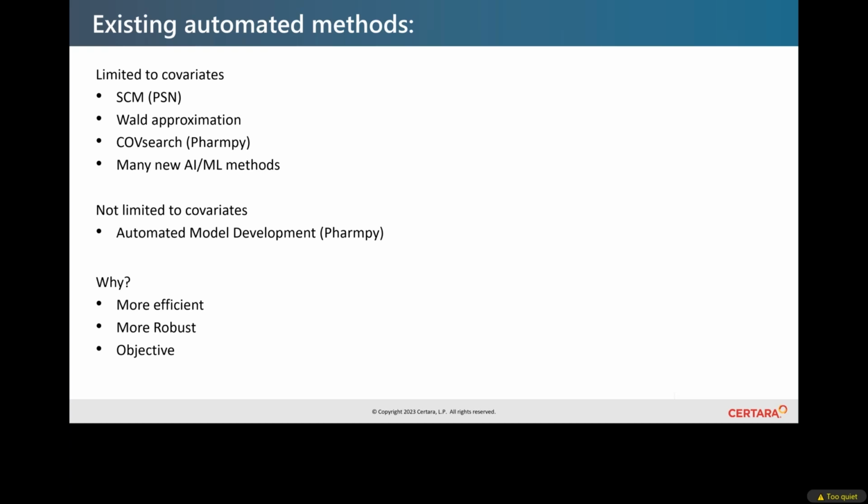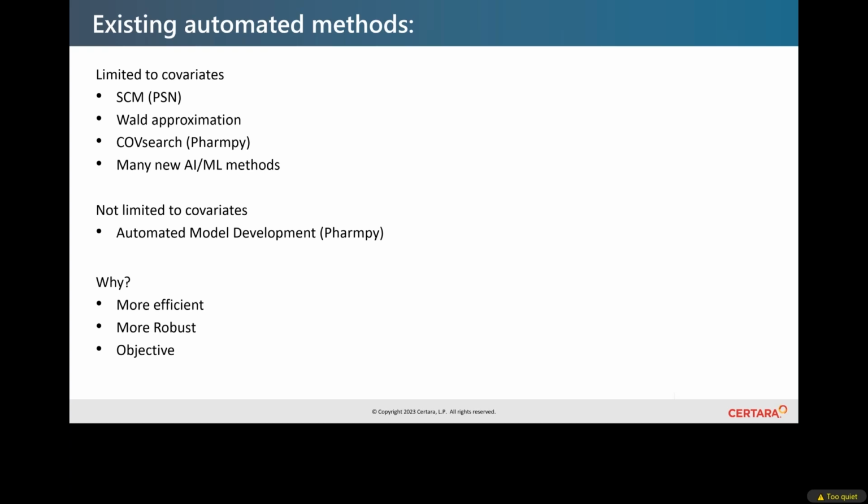All the ones we've listed so far are limited to covariates. That's typically what has been done historically. You come up with the basic structural model and the between subject variability terms, and then you search for covariates from those models, your current base model. Ours is more general. You can look at anything you want, not limited to covariates. There's one other that is not limited to covariates, and that is the automated model development, also in the Uppsala package PharmPy.